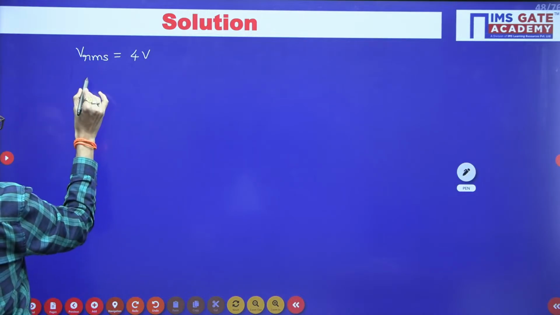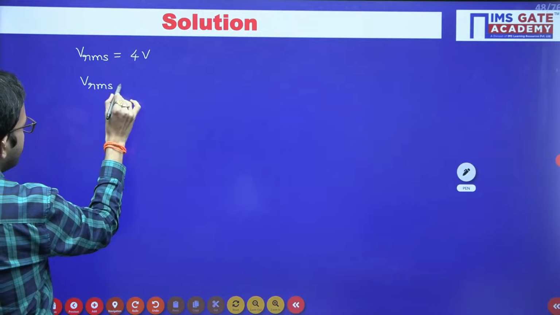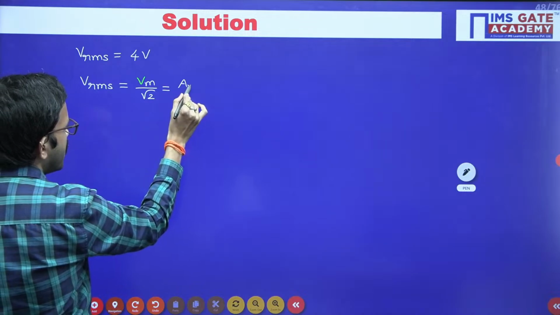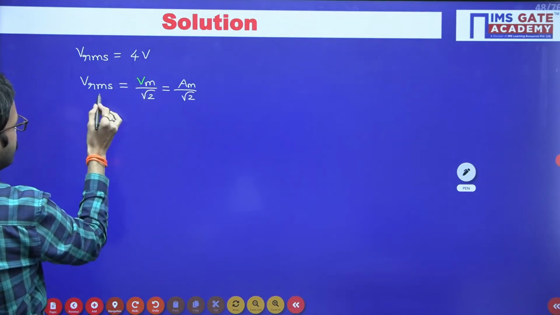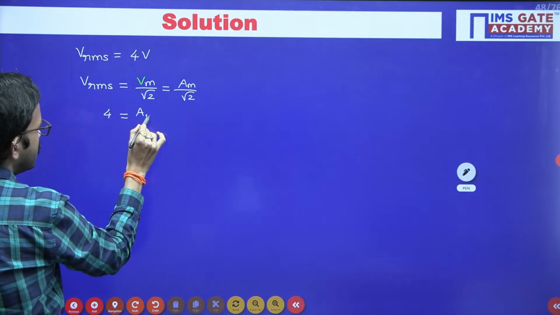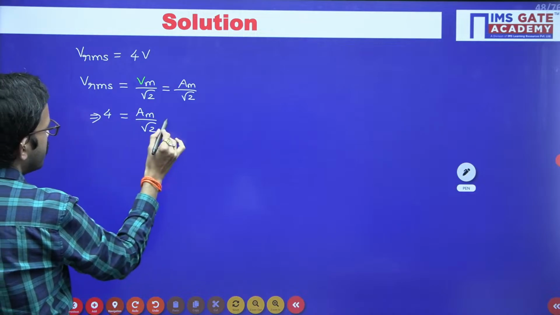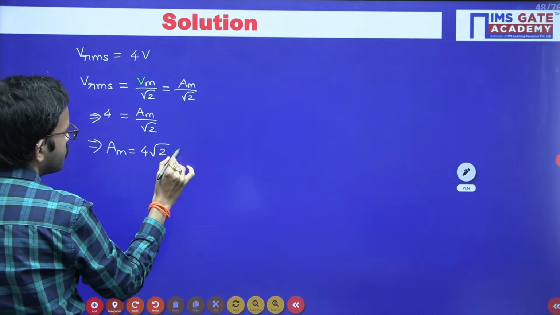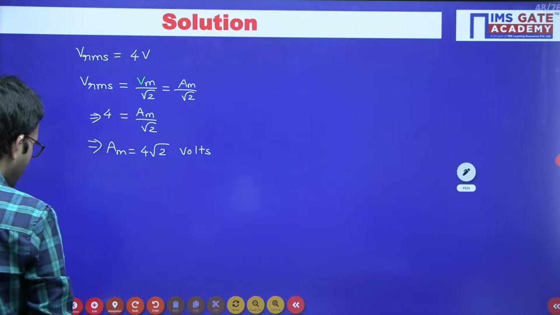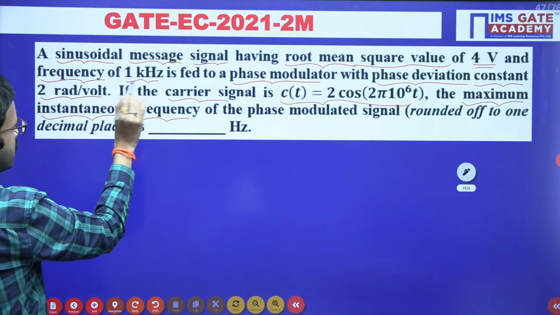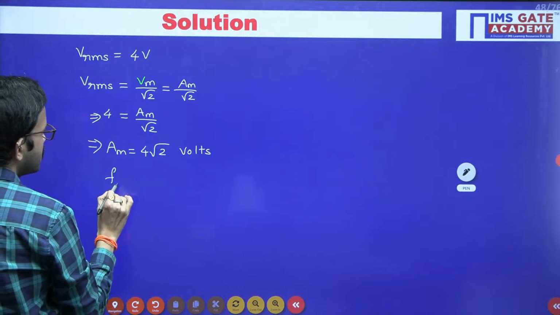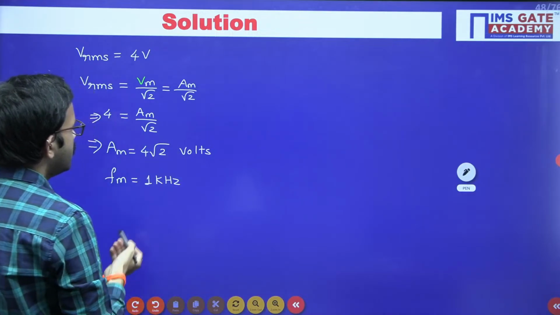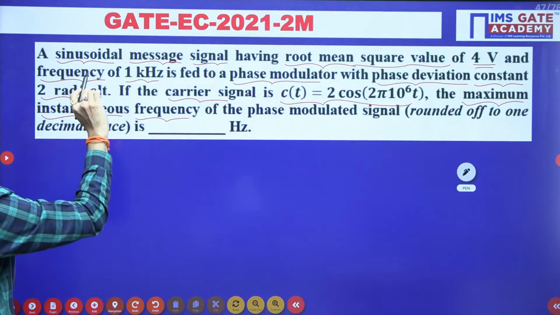So in general, you know that V RMS is nothing but Vm by root 2. For the message signal we will consider the peak amplitude as Am, so Am by root 2. Here V RMS is 4, so 4 equals Am by root 2. From here you are going to get Am as 4 into root 2 volts. And regarding the sinusoidal message signal, they have mentioned the frequency as 1 kilohertz, so fm equals 1 kilohertz. So you know the peak amplitude of the message signal, you know the frequency of the message signal, and they have mentioned it is a sinusoidal message signal.